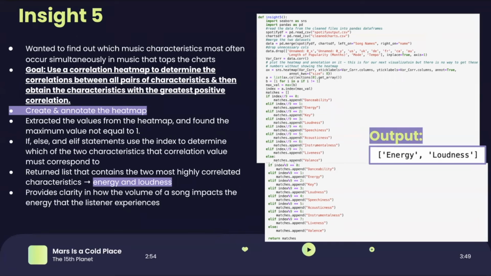Then we used the index of this 0.75 value to figure out which characteristics this index lined up with using a series of if and elif statements that you can see below. We put both of these characteristics into a list and returned the two values of the list, which were energy and loudness, indicating that these two values had the highest correlation coefficient.